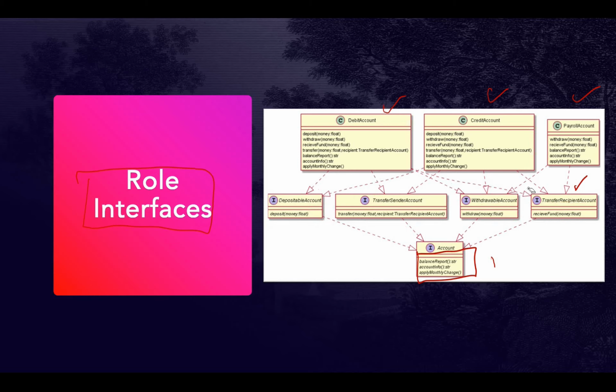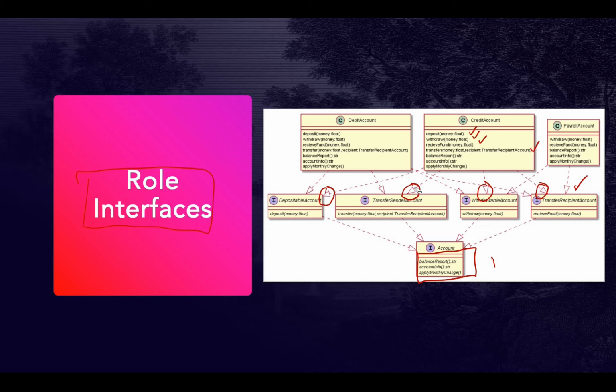On the other hand, you have credit account right here. And what are the capabilities of credit account? What transactions does it support? It supports deposit, it supports transfer, it supports withdrawal, and it supports receiving transfers as well. So it will implement all of these four role interfaces. Therefore, you will be forced to implement all four as well: deposit, withdraw, receive, transfer.